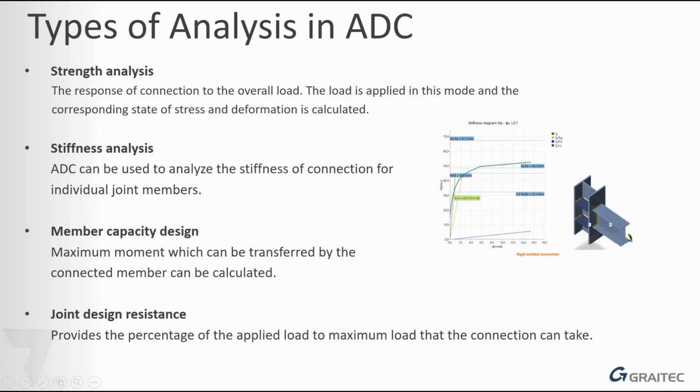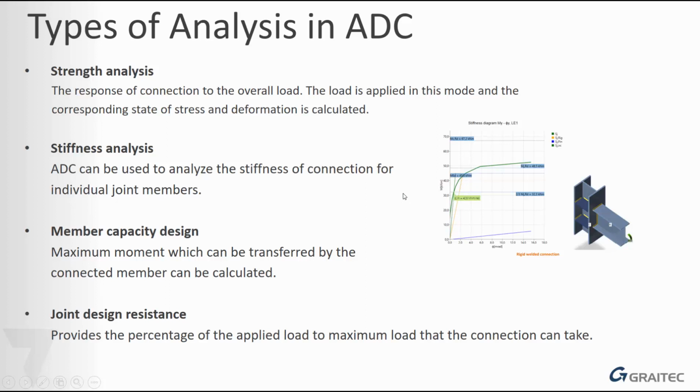We have another type of analysis in ADC that we call stiffness analysis. The stiffness analysis is also very useful if you are looking for the stiffness of the connection that you have modeled. ADC will provide you with a moment rotation curve, such as the one that you see here. Here, as you see, this is the plastic zone, the location where the behavior of your connection has gone plastic, and here you have the elastic stiffness of the connection.